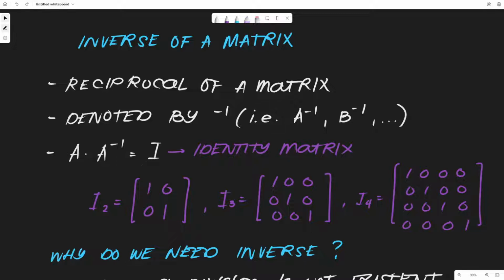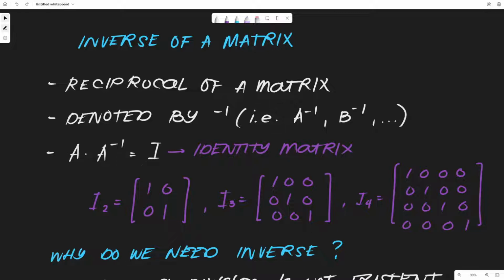By definition, the inverse of a matrix is simply the reciprocal of a matrix. We know that, right? Using our regular numbers, if we are asked what the reciprocal of 2 is, that is simply 1/2. It is the same here in matrices. If we ask what the reciprocal of A is, that is the inverse of A.